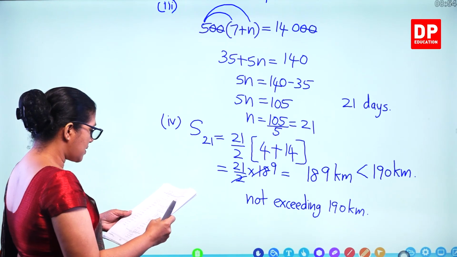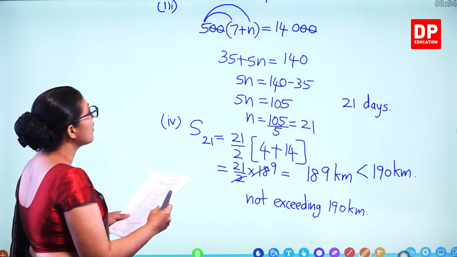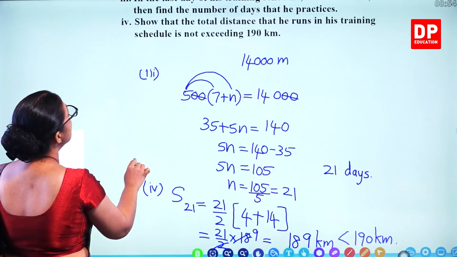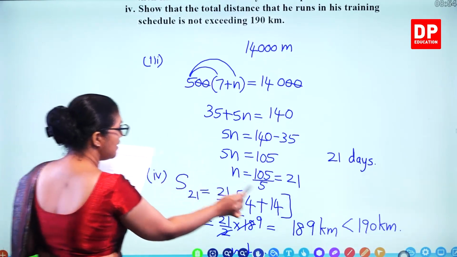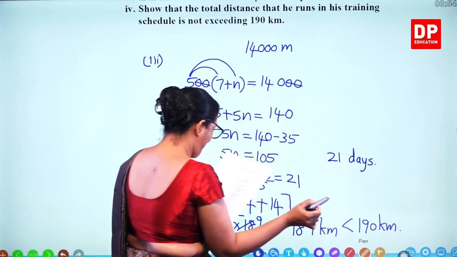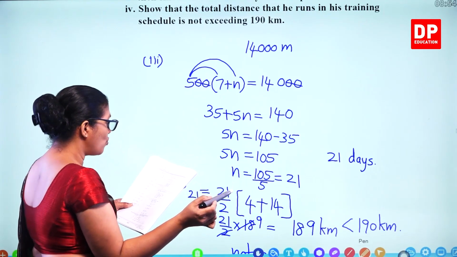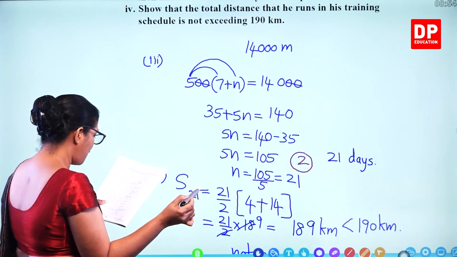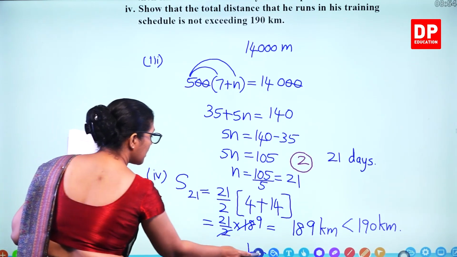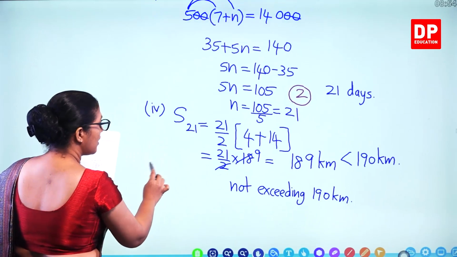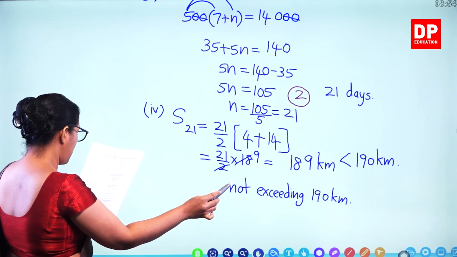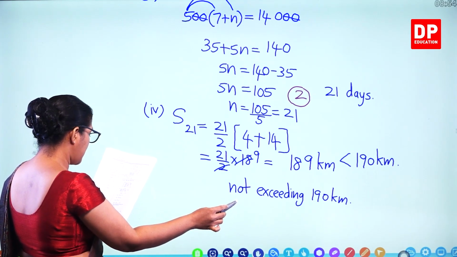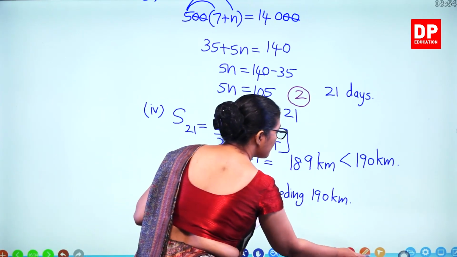So how many marks? Finding 21 days, here we did this part. You get 2 marks. And finding this answer, 189, and it's not exceeding this, another 2 marks.